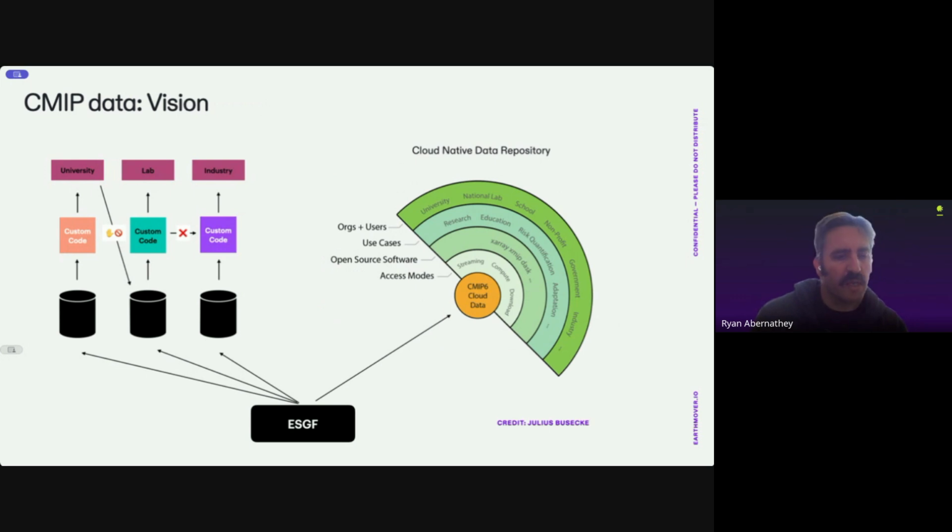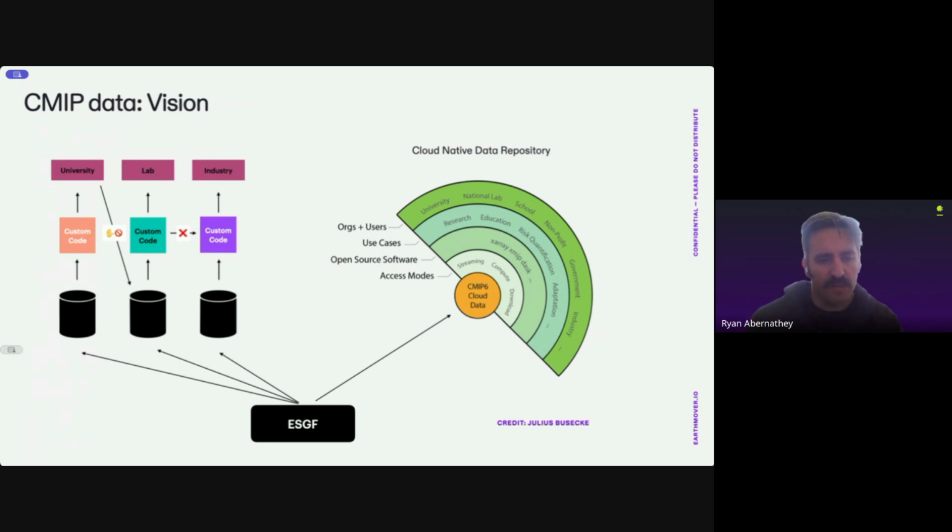For many years, we've been working on a much more cloud-native approach to working with CMIP data. I started working on this at Columbia with Julius, and we continue to work on this topic at Earthmover. The hope is that we can collaboratively maintain a cloud-native data repository of CMIP data that allows many different organizations, from industry to academia to government, to work directly with a shared copy of the data in a way that makes their work much more reusable, much more reproducible, and much more accessible to a wider number of climate data users.